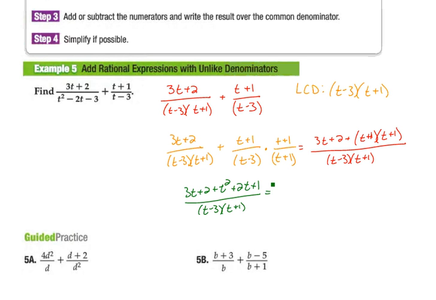Okay, keep it organized. Now what am I doing? I'm combining like terms. It looks like I have a t, and I have a 2 and a 1. So first off, I have a t squared plus a 5t plus a 3. That's all over my common denominator. Okay, it did say simplify if possible. I am going to quickly look at this numerator and see if there's any way I can factor that.